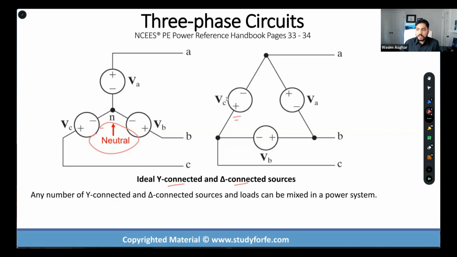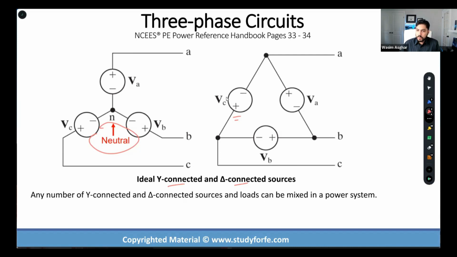What do you think? If we say a three-phase source, what is that three-phase source? Any idea? Generator. Yeah, generator is a source. Transformer just transforms the voltages. Strictly speaking, transformer is basically an impedance. It's not a source.